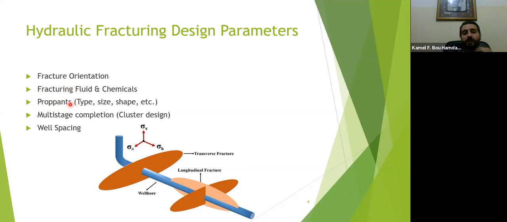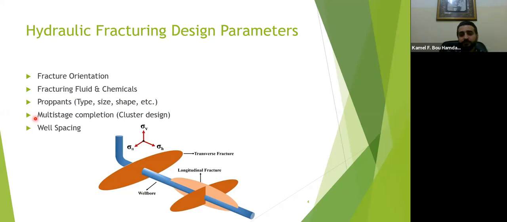In proppants, we have different types. We might have resin-coated ones, uncoated sand, ceramics and so on. We have different sizes as well for proppants, and different shapes, etc. So we have too many properties related to proppants alone. We also have the multi-stage completion.